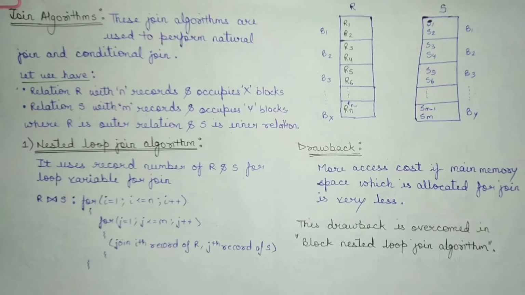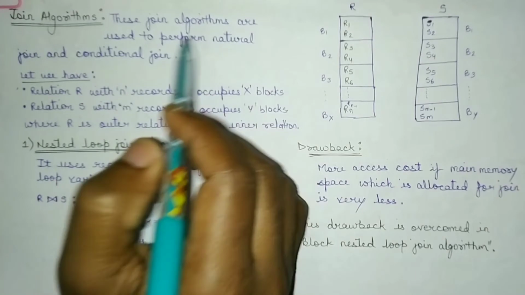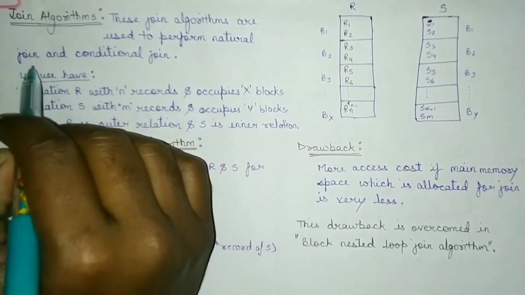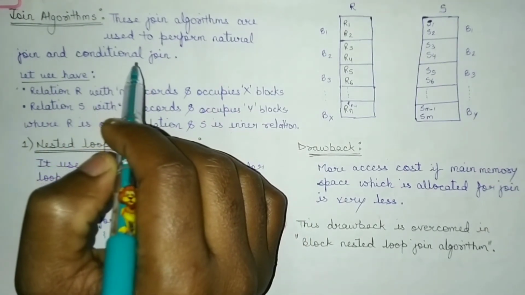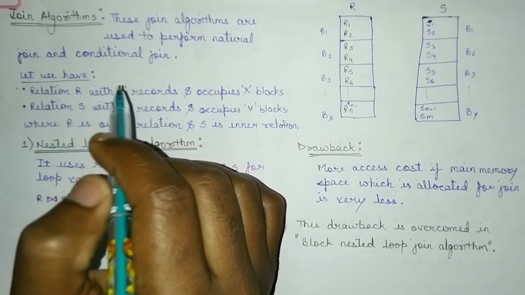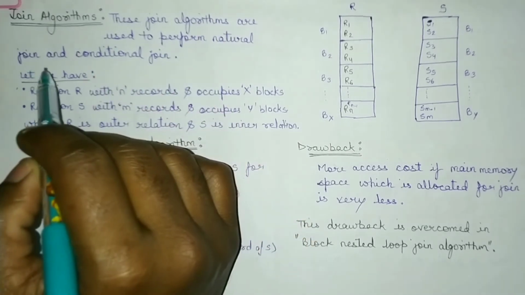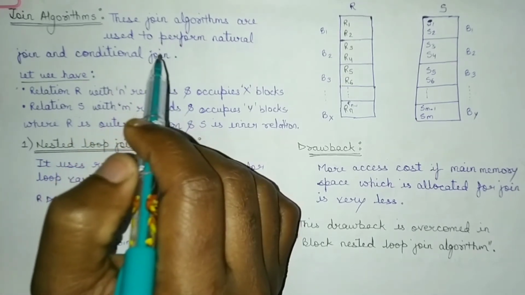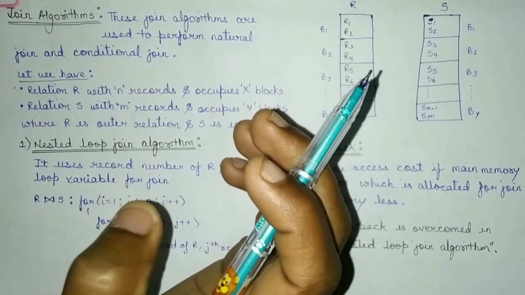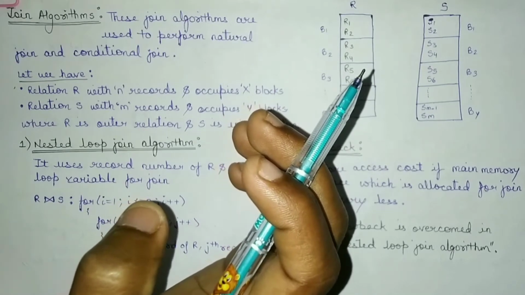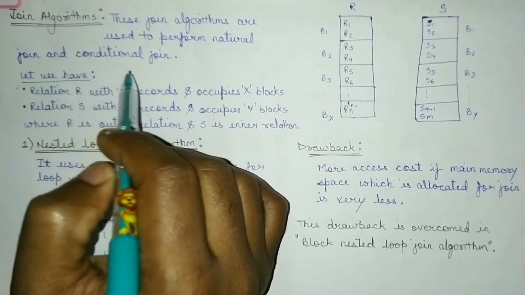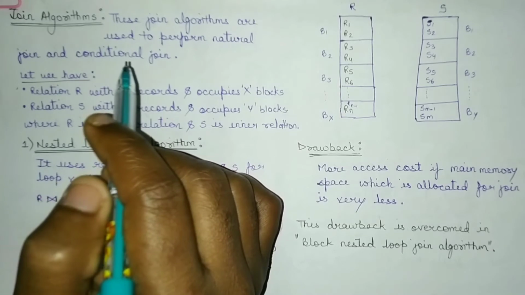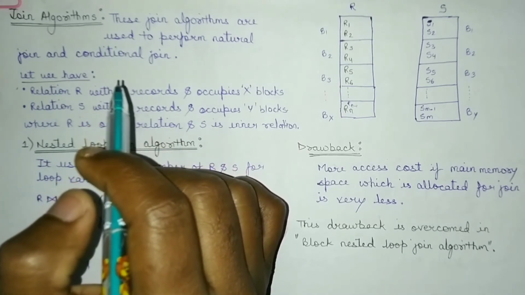Now let's move on to this join algorithm. These join algorithms are used to perform the natural join and conditional join. In the queries chapter we have discussed that there are two kinds of join. One is natural join, the other one is conditional join. We can perform both of these joins using these join algorithms. There is a slight change between natural join and conditional join, but you can easily do that because I already discussed it in the queries chapter.